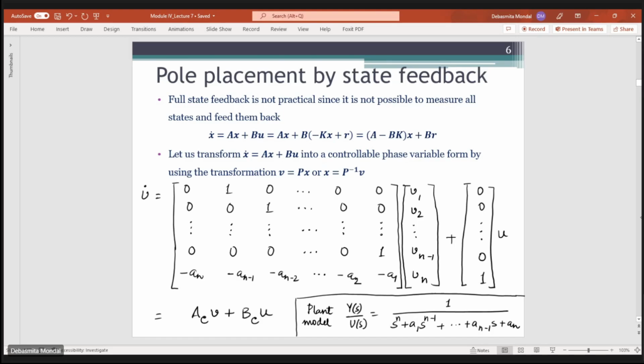Then you can simply substitute this value. Previously the system matrix was given by A. Now the transformed system matrix is given by Ac, into v, plus the B matrix, which has also been transformed, so this equals Bc into u. This is valid if the plant model, Y(s) by U(s), is given by this transfer function; for this kind of plant model, the transformed state equation will look like this.